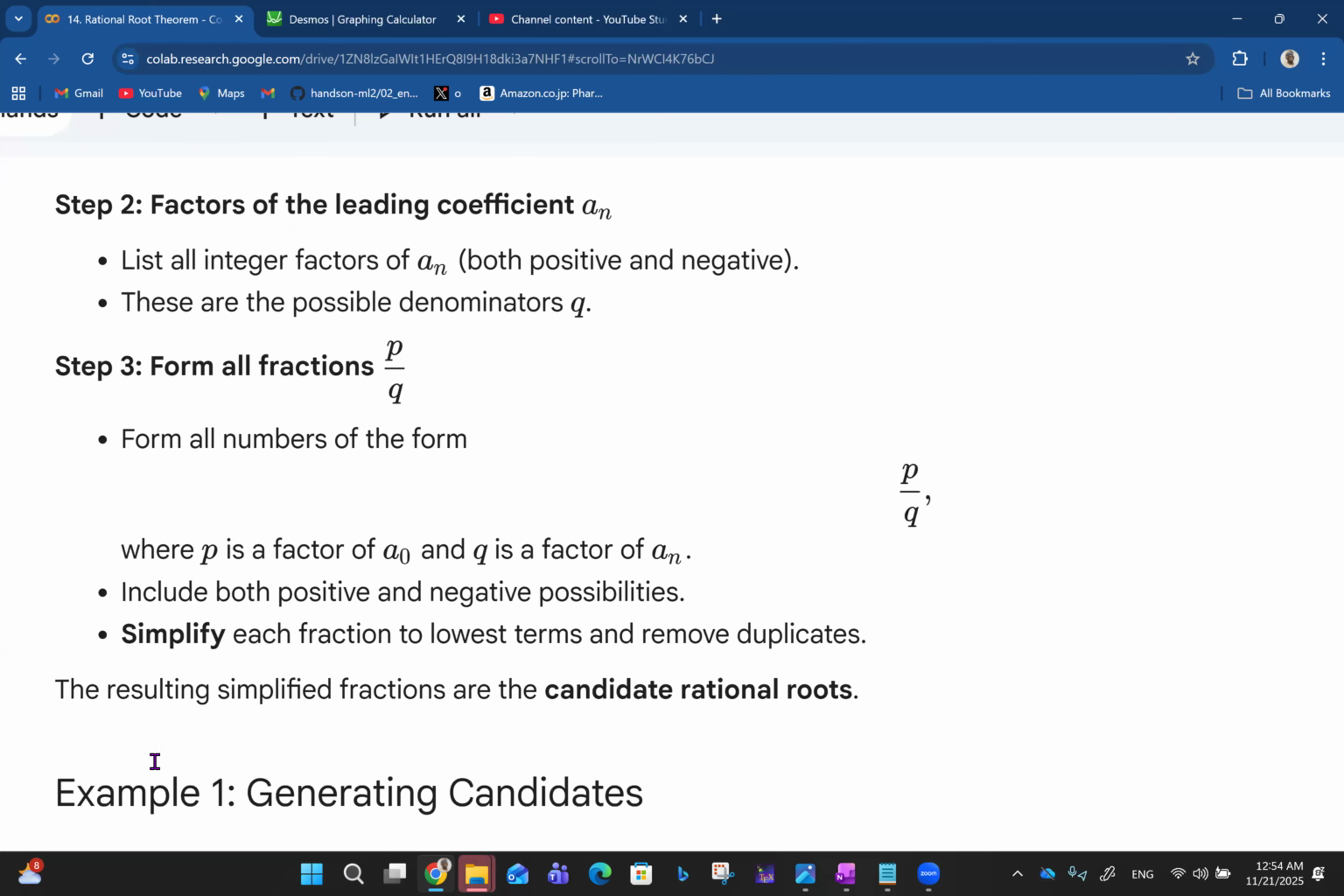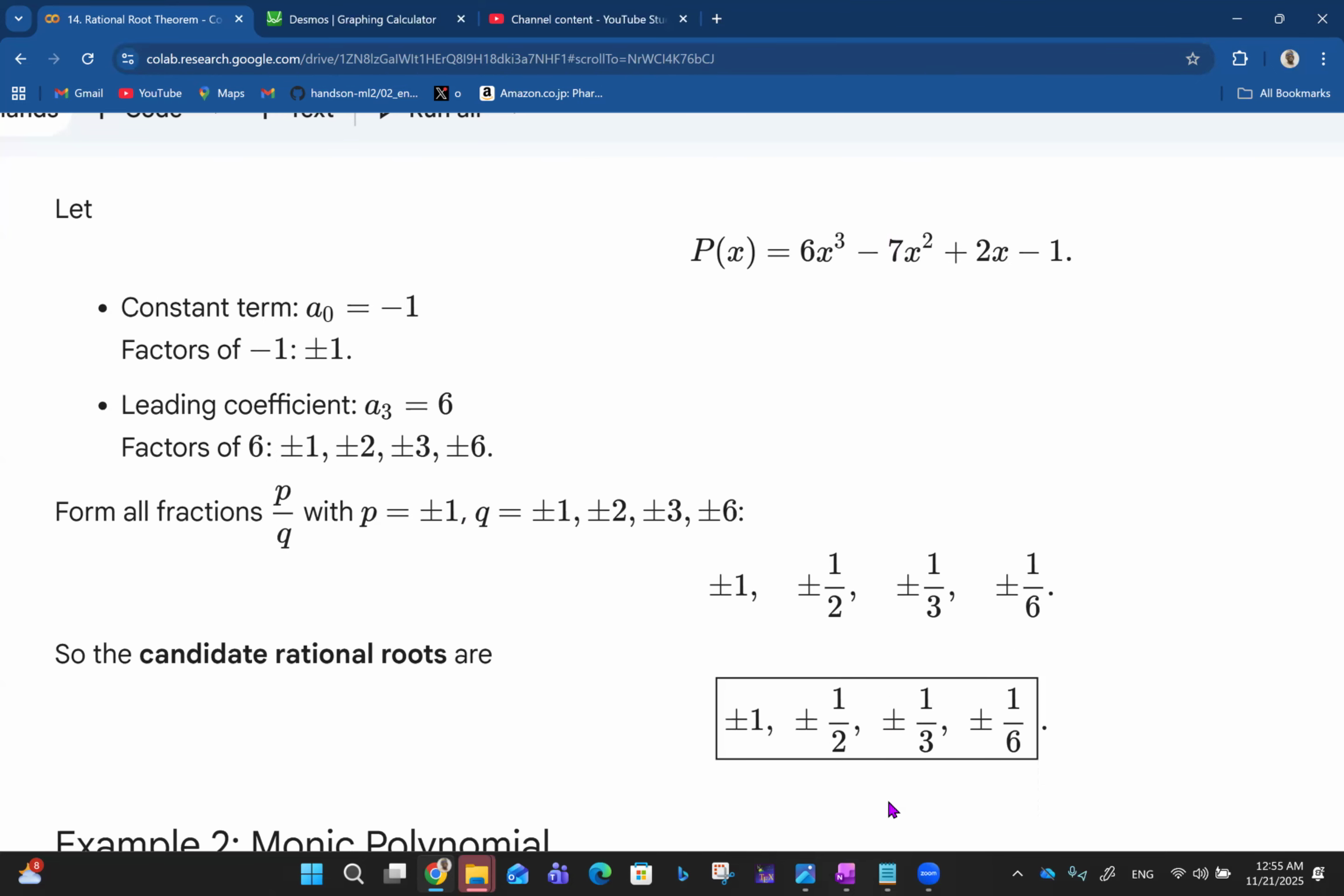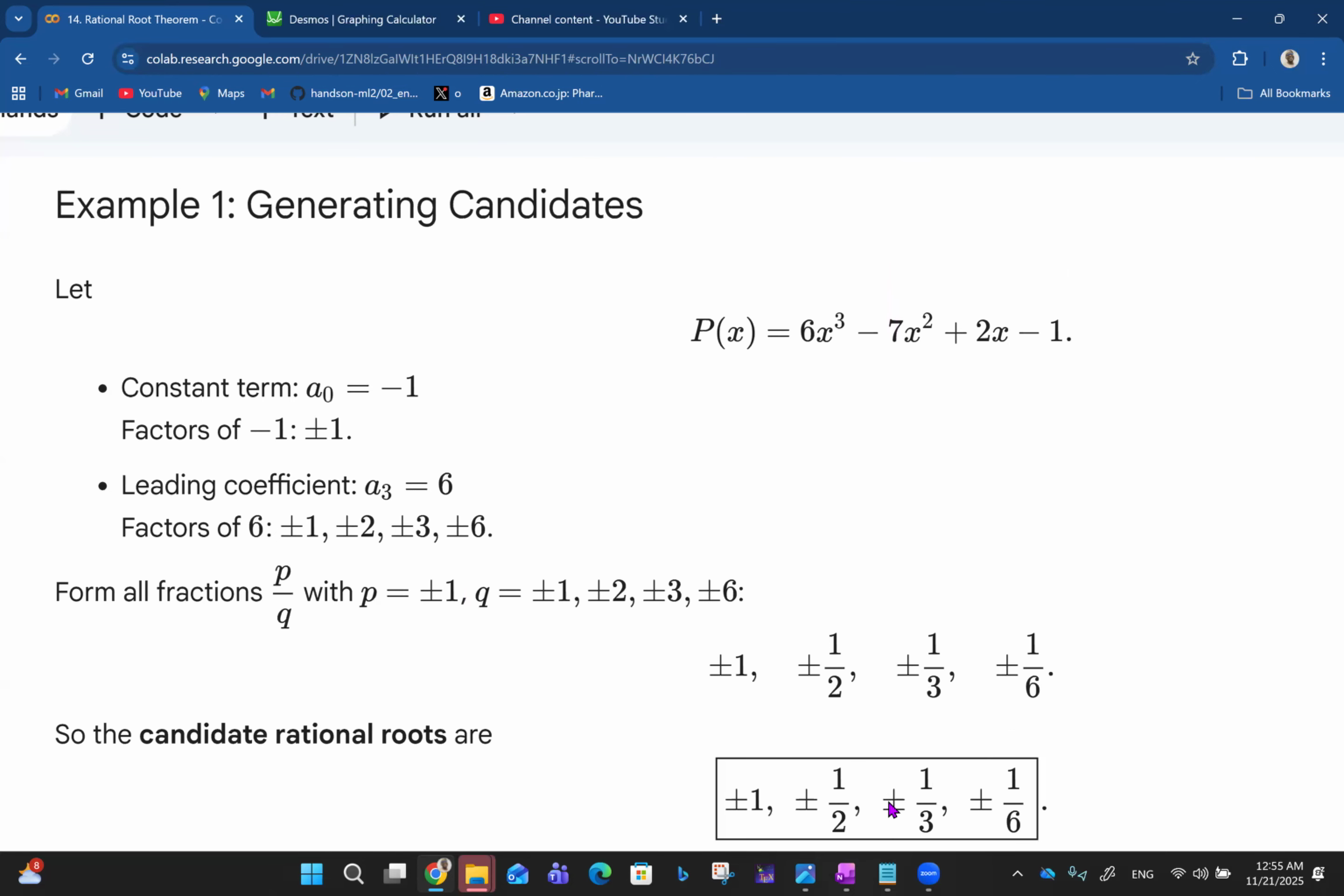Then step 3, you can form all the possible fractions of the form P over Q, where P is a factor of a naught and Q is a factor of a n. Include both positive and negative possibilities. Simplify each fraction to lowest terms and remove duplicates. The resulting simplified fractions are the candidate rational roots. So you can get all the possible rational roots of a polynomial by just following this procedure. Now we have come to the point where we practicalize what we've talked about. So imagine you want to generate candidates.